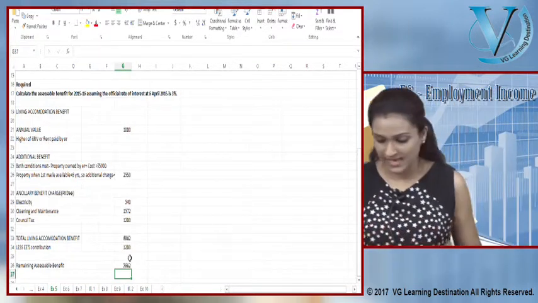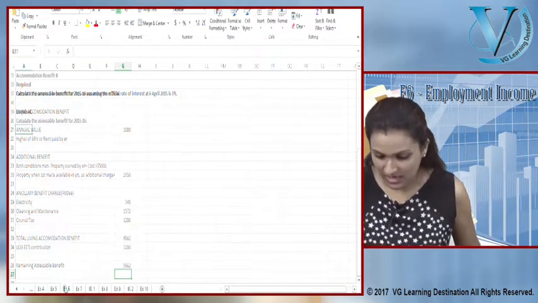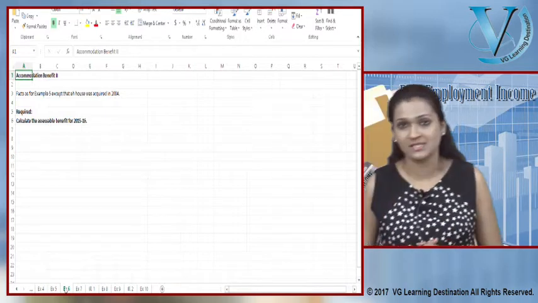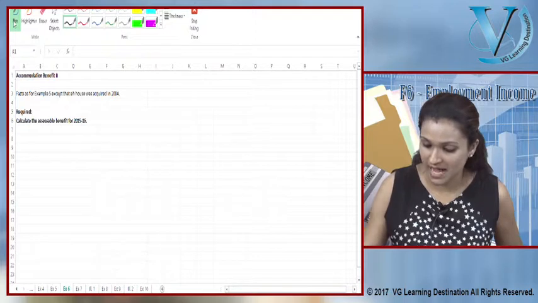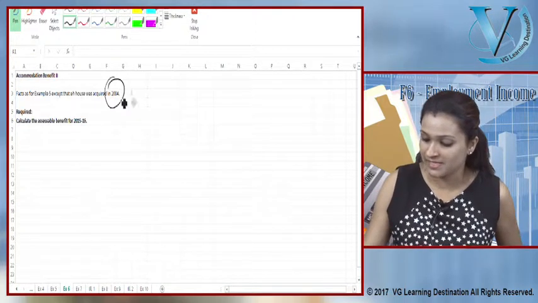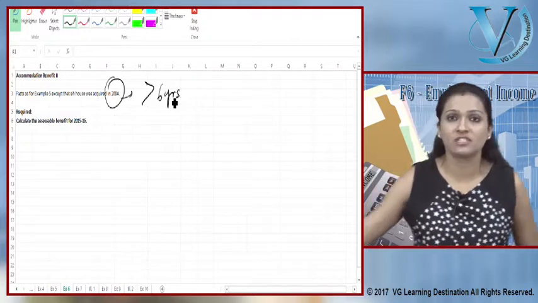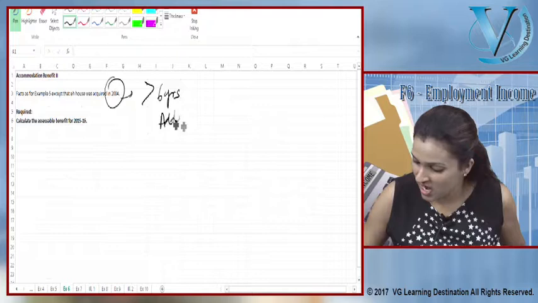Now, almost the same question. Let's quickly twist the question a little bit. The facts are the same as an example, except that the house was now acquired in 2004, which basically means it's been greater than 6 years since the house was first acquired. So what becomes your additional benefit charge?